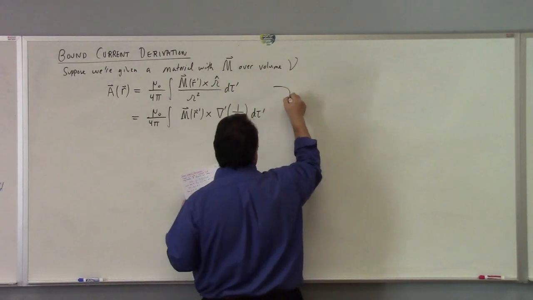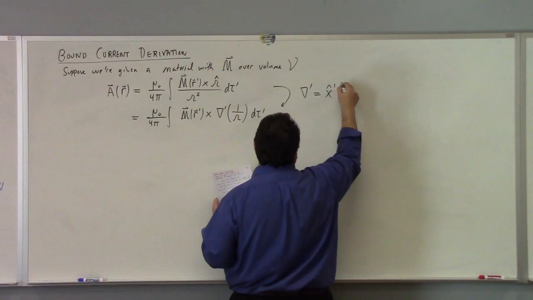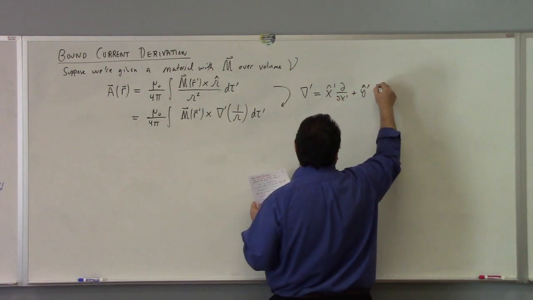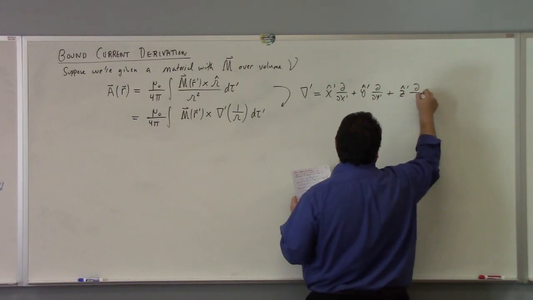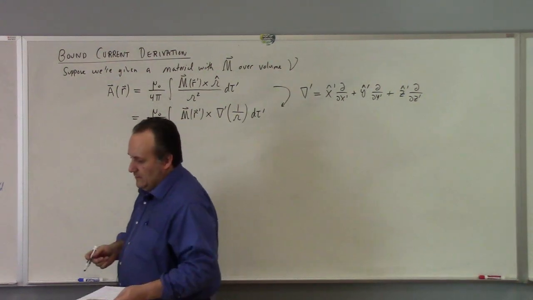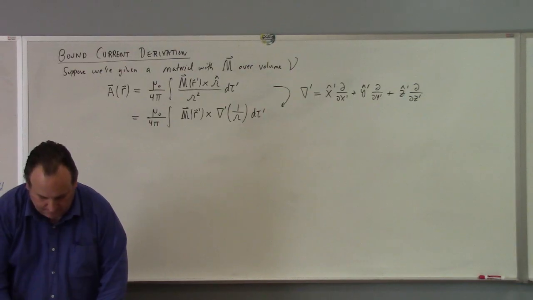Now here, nabla prime, you may remember, is x hat prime partial x prime plus y hat prime partial y prime plus z hat prime partial z prime. This is the gradient operator with respect to the integration coordinates.